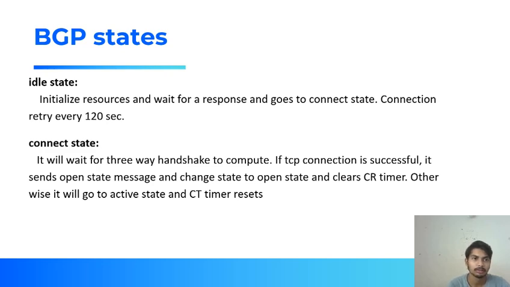In the connect state, it will wait for the three-way handshake to complete. If the TCP connection is successful, then it sends an open message, changes the state to open sent state, and clears the connect retry timer. If the TCP connection is not successful, then it will go to the active state and reset the connect retry timer. If any BGP connection failure happens, it goes to the idle state.